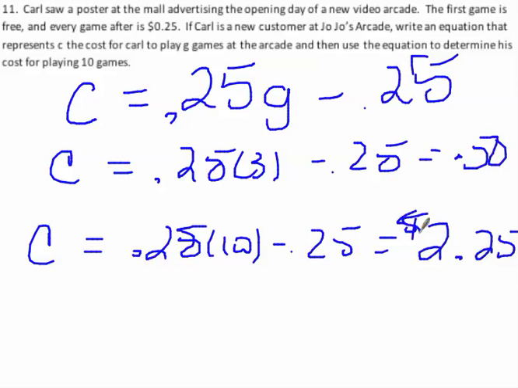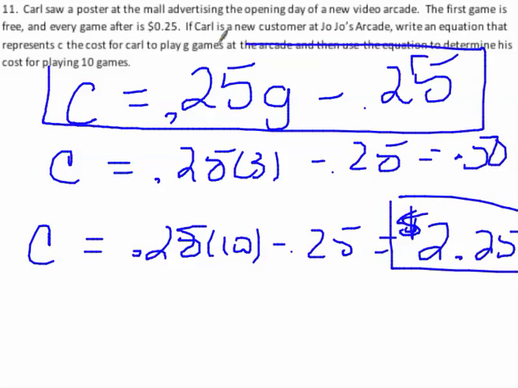Now, there's 2 parts to this question. The first one asks us to write the equation, which is what we did here. And the second question asks us to find how much it was for 10 games, which is what we did down here.